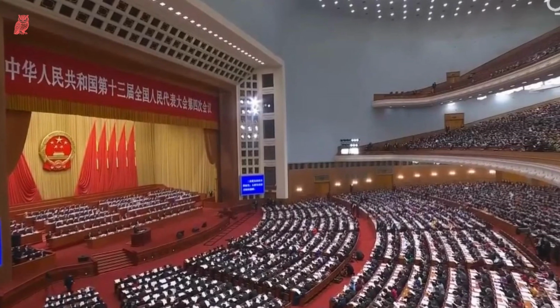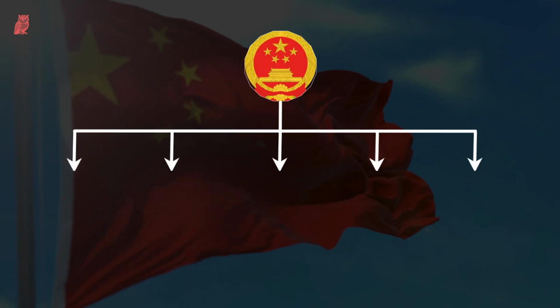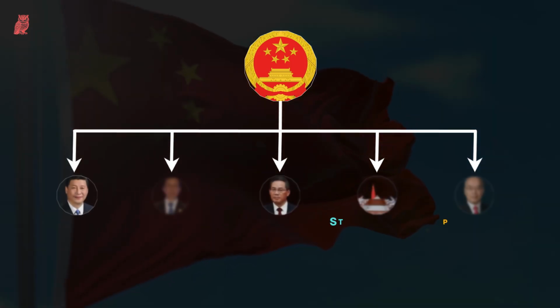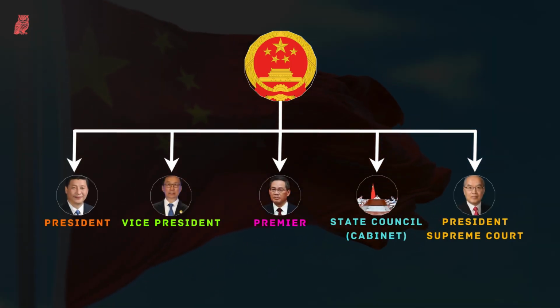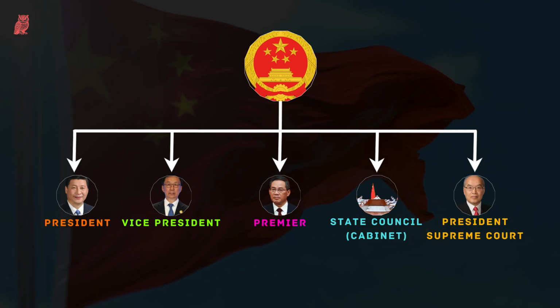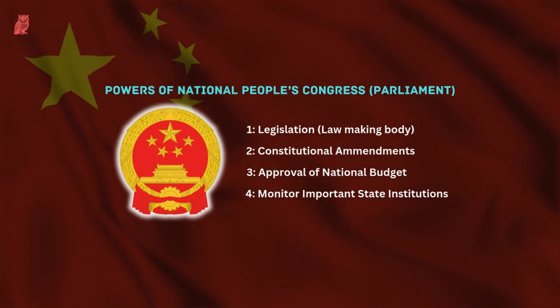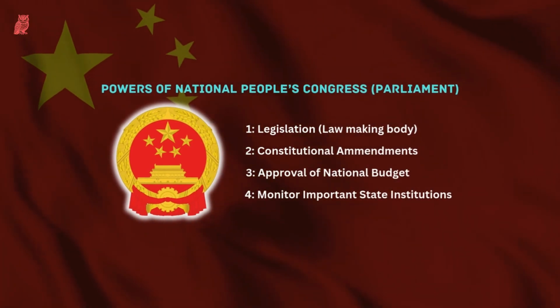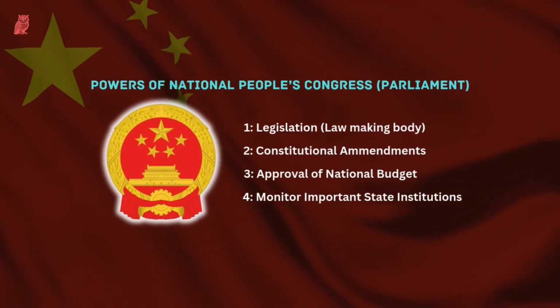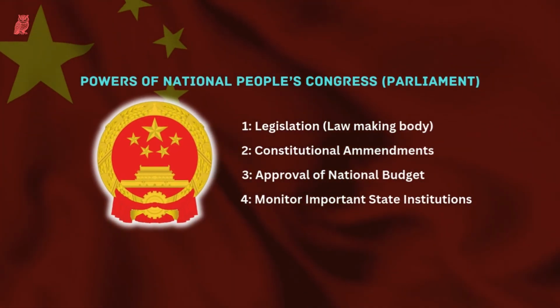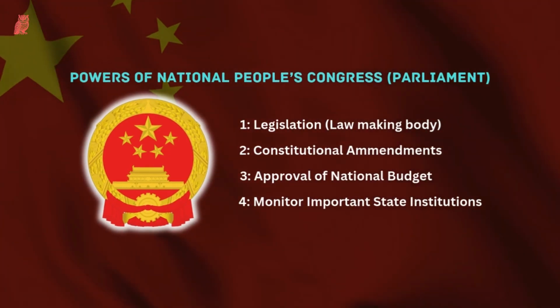China's legislature is called the National People's Congress, NPC, the world's largest parliament with 2,977 members. All major power centers, the president, vice president, premier, state council, and even the head of the Supreme Court are selected by the NPC. It's important to note that China does not have a prime minister like many countries. Instead, the head of the state council, which functions as the executive cabinet, is called the premier. The NPC also holds powers to approve budgets, pass laws, and amend the constitution. Additionally, various state organs like the State Council and the Central Military Commission answer to the parliament on key matters.